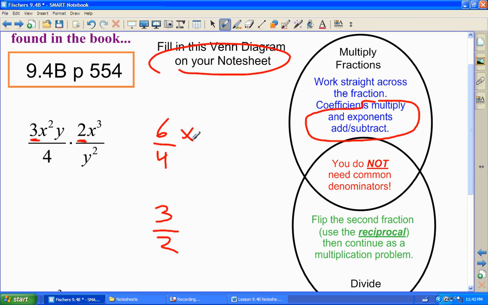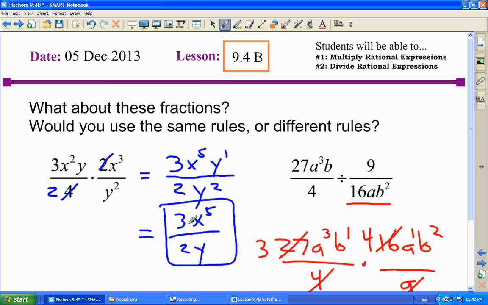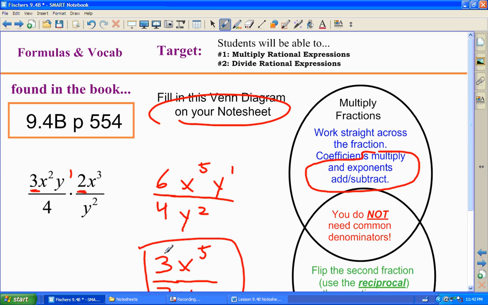Remember, I did x squared times x to the 3rd is x to the 2 plus 3, or x to the 5th. Y was by itself, y to the 1st, and then 4y squared was on the bottom. Now I would subtract them again. 1 minus 2 is a -1, so a y stays on the bottom. That'd be y to the -1, right? X to the 5th on top stays there, and this was my final answer from the previous slide, as you can see here. Okay, so work straight across the fraction.